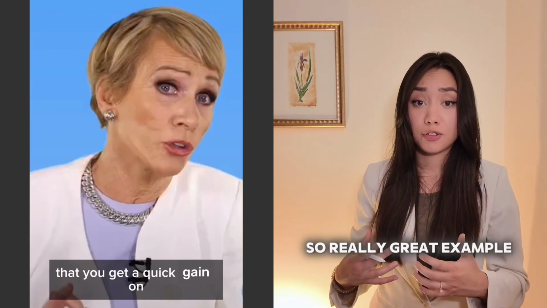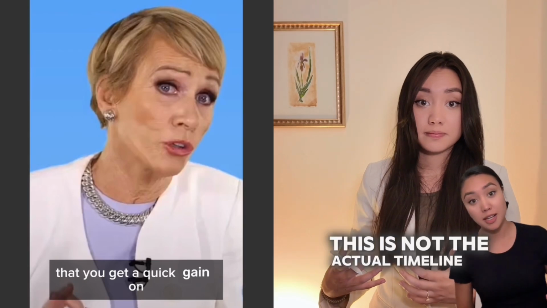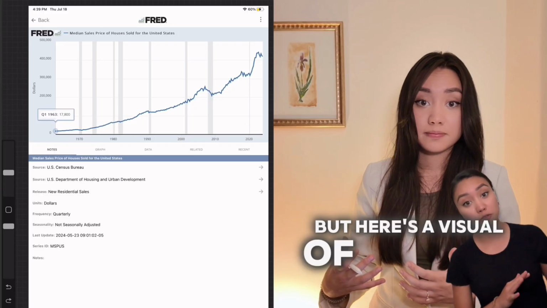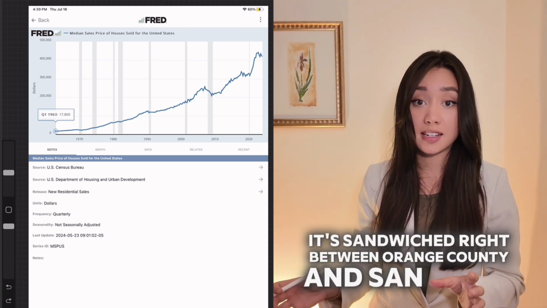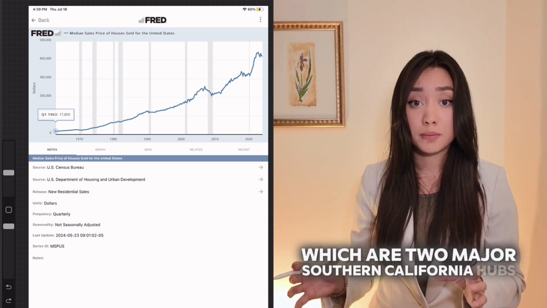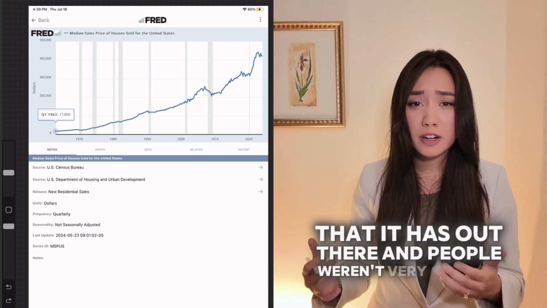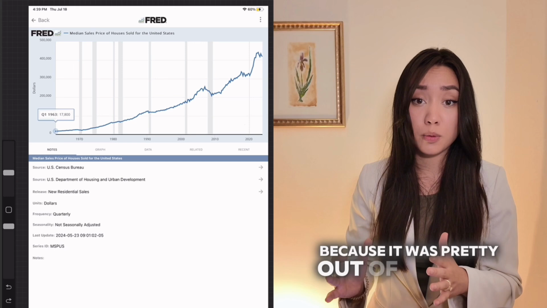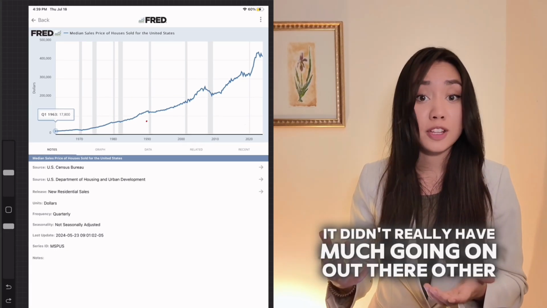So a really great example of this for me in my locality is Temecula. This is not the actual timeline or home values, but here's a visual of what it might hypothetically look like. It's sandwiched right between Orange County and San Diego, which are two major Southern California hubs, and it's got some attractions from the small wine country that it has out there, and people weren't very familiar with it before because it was pretty out of the way. So maybe 10, 15 years back, it didn't really have much going on out there other than the wineries.